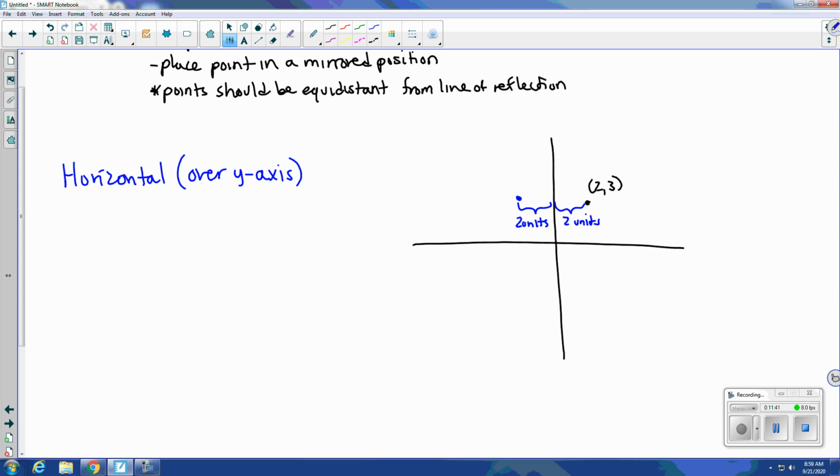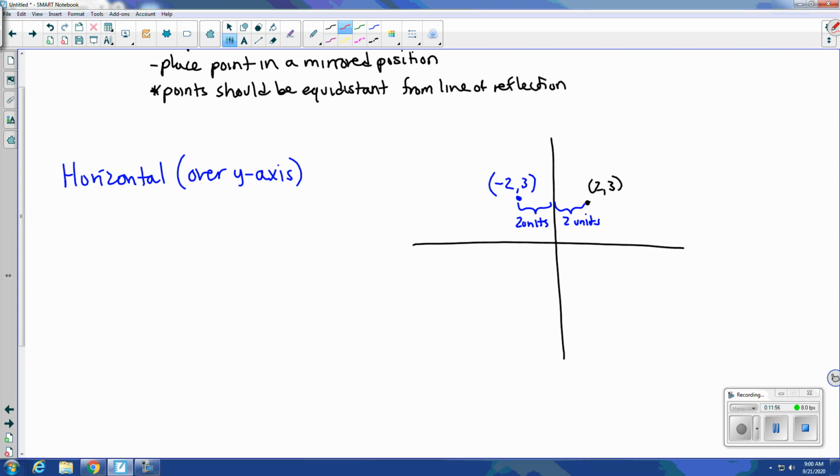So where does that put us? Again, I'm not shifting anywhere vertically, so the y coordinate or the y value stays the same. The difference, again, how far away from the y-axis am I? Well, we're moving in the negative direction, so it's negative 2, 3.